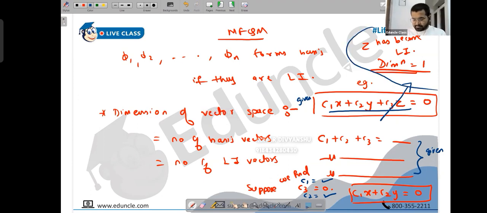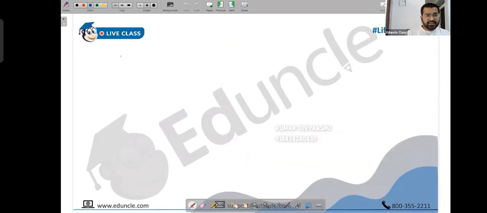Any questions, anyone? So dimension is nothing but the number of basis vectors, or you can say the number of linearly independent vectors. So next, proceeding ahead. Let me know if you're writing. Okay, next. Give the heading: square integrable function.